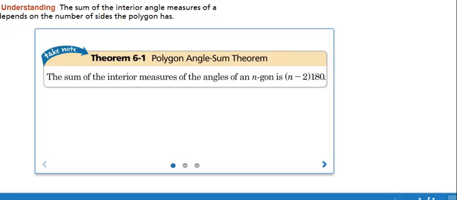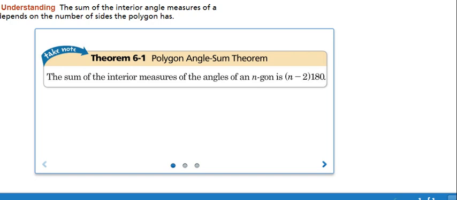Our first key concept, you're going to write this down, is the angle sum theorem. The angle sum theorem is that the sum of the interior measures of the angles, so the insides of the angles of an n-gon, is n minus 2 times 180. So any type of polygon that we have, whether it's a hexagon, octagon, triangle, we can find the measure of all the angles combined together.